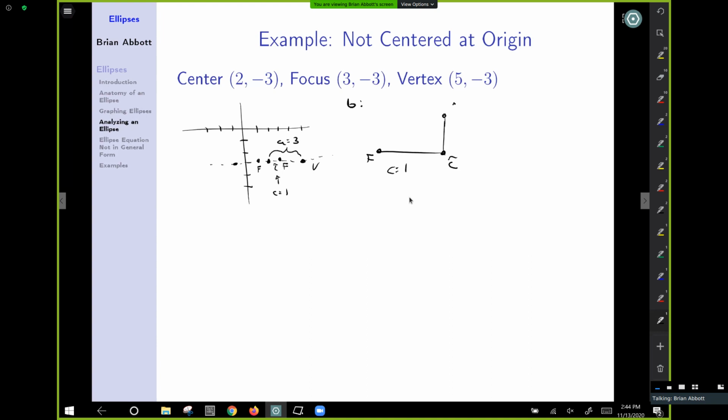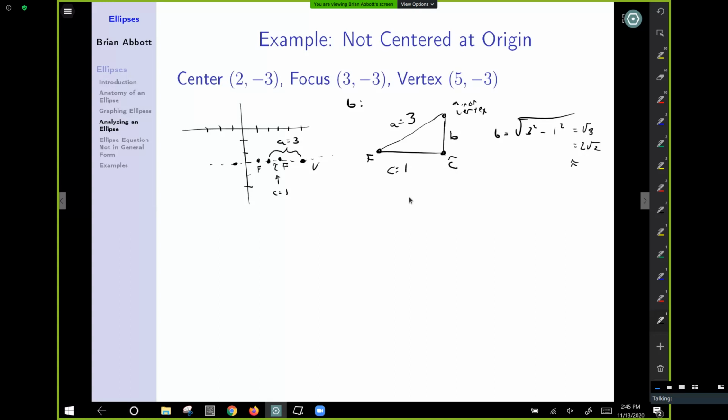Now the vertical here is going to be our B. It's going to be to our minor vertex, and that's going to be B. We don't know what B is. That's what we're trying to find. And this distance here is always the distance from the center to the major vertex, which is the hypotenuse in the triangle. So this is A equals 3. Solving for B, we get B equals the square root of the hypotenuse, 3 squared, minus the other leg, 1 squared. 3 squared is 9. 9 minus 1 is the square root of 8, which is equal to 2 root 2.